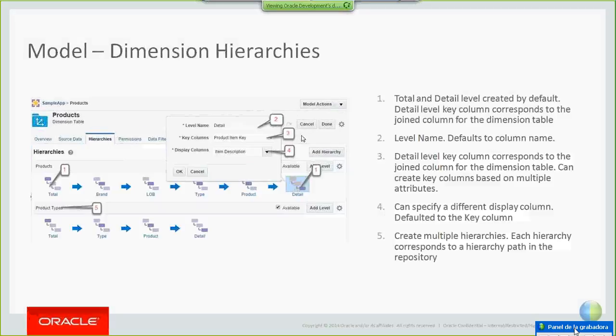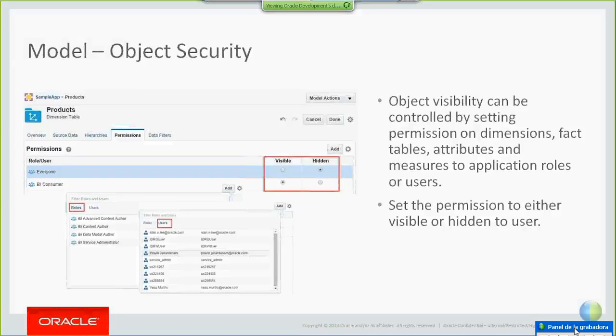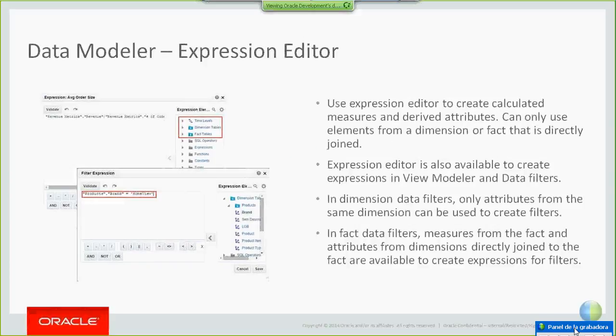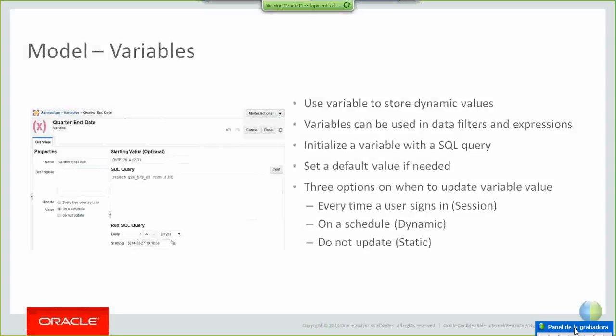I have already shown you where you specify your object level security and data level security. Then you have your expression editor. You also have your variables. There are three options for updating the variable value. User signs in, which works pretty much like a session variable. On a schedule, which works like your repository dynamic variable, and you have an option, do not update, which works pretty similar to your repository static variable.